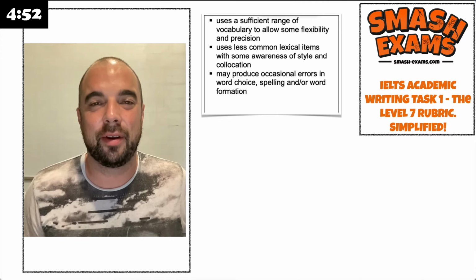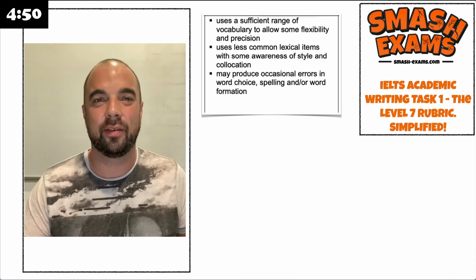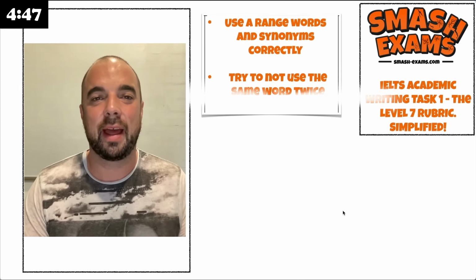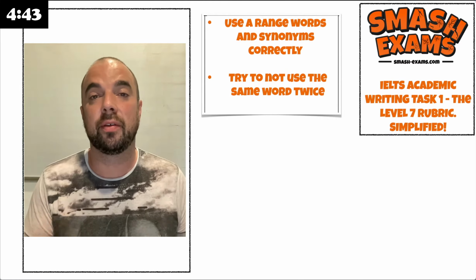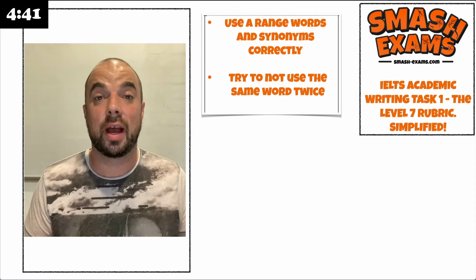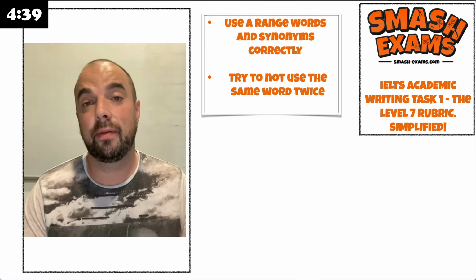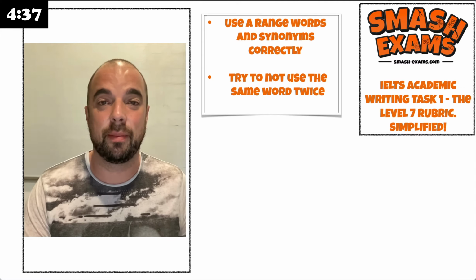The third Band 7 category is lexical resource, which you can see on the screen, but forget that. The best way to do it is to use a range of words by using synonyms correctly. Try not to use the same word twice, so have a little cheat list of synonyms before you go into the exam.